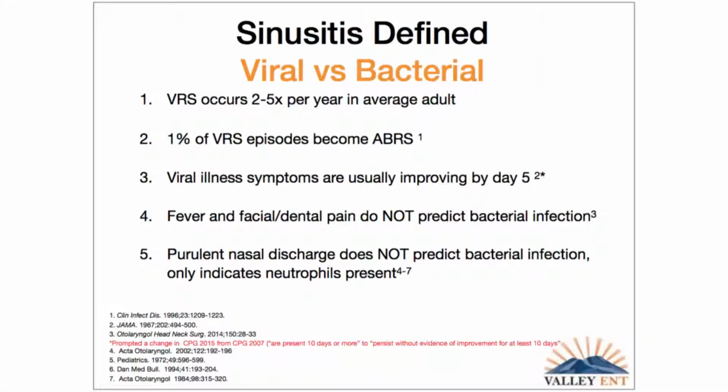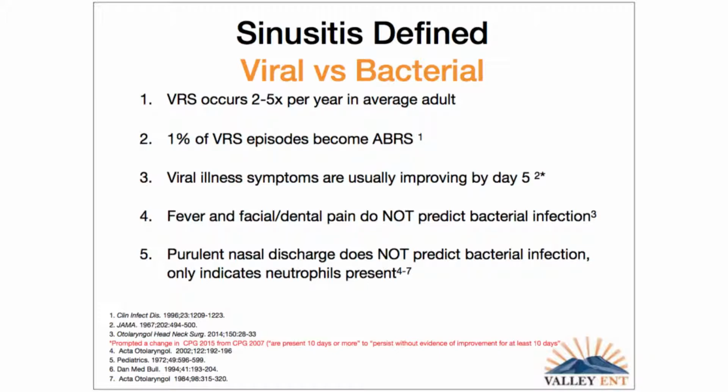Some key differences between viral and bacterial sinusitis. Viral sinusitis, the average adult is going to get that 2 to 5 times per year. Only 1% of viral sinusitis episodes become bacterial. Viral illness symptoms are usually improving by day 5. Fever and facial and dental pain don't predict bacterial infection. You can get those with viral sinusitis.